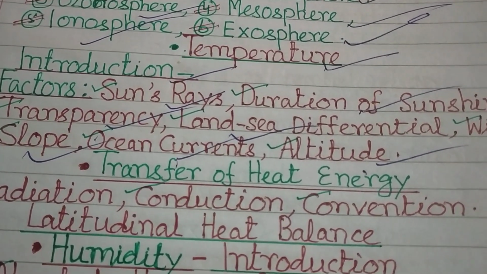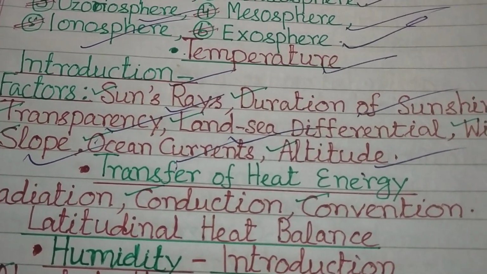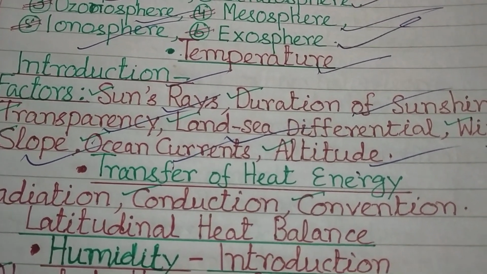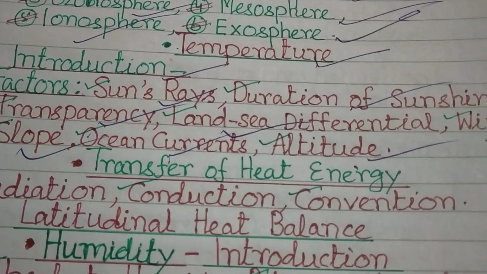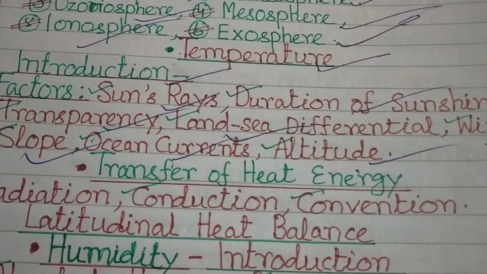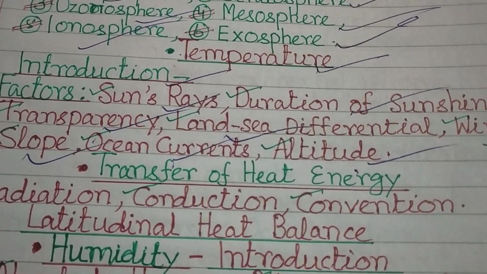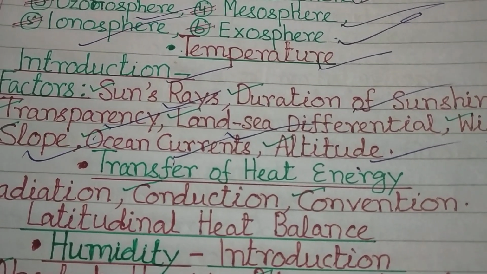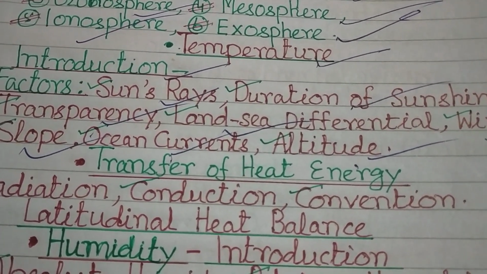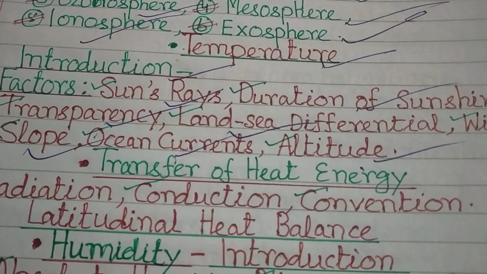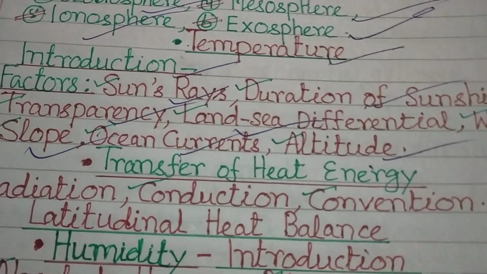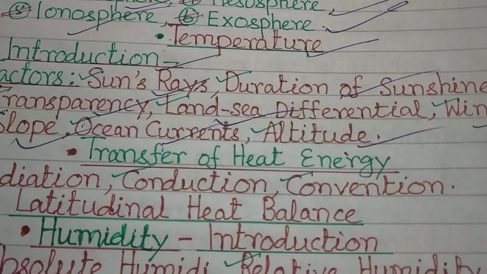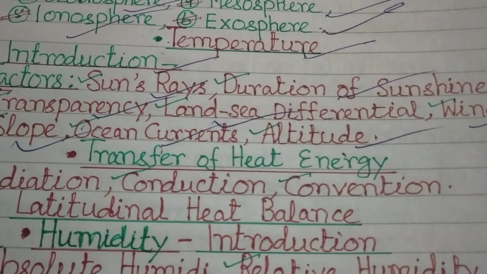For instance, at 45 degree latitude, the amount of radiation received is only 75% of what is received at the equator. At the Arctic or Antarctic circles and at the North Pole and South Pole, this figure is 50% and 40% respectively. And the second factor is the duration of sunshine.